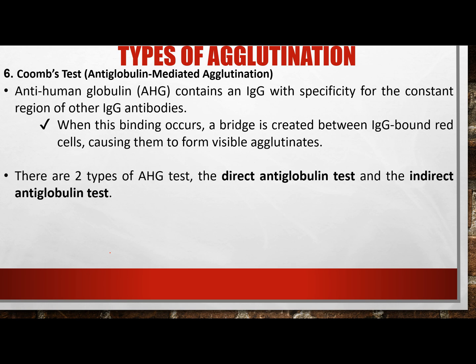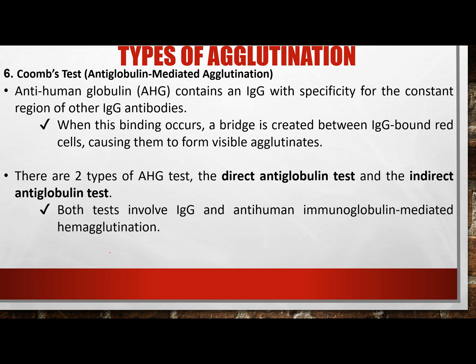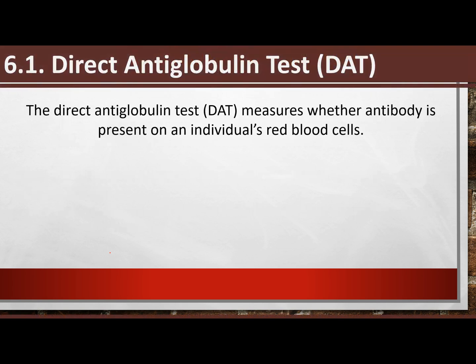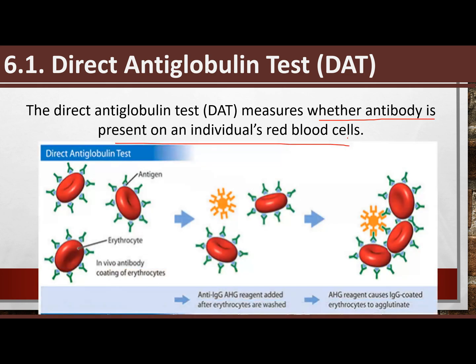There are two types of AHG tests, the direct and the indirect antiglobulin tests. Both tests involve IgG and anti-human immunoglobulin mediated hemagglutination. So let's go first to the DAT, or the direct antiglobulin test. The direct antiglobulin test measures whether antibody is present. Please take note of this. Is present on an individual's RBC.